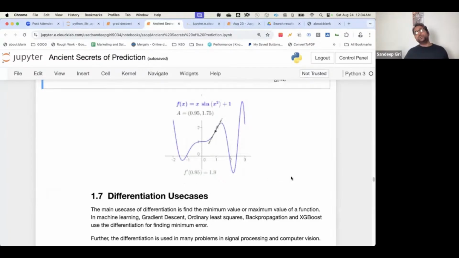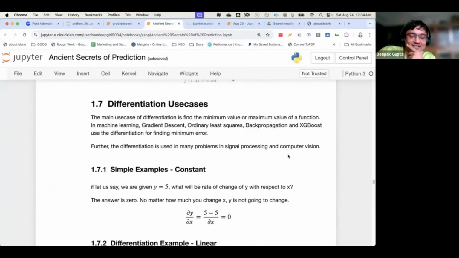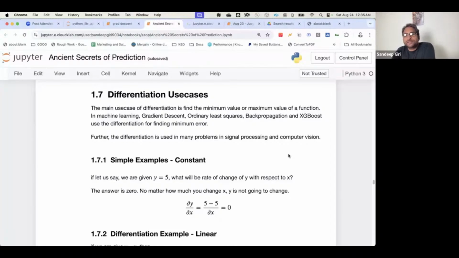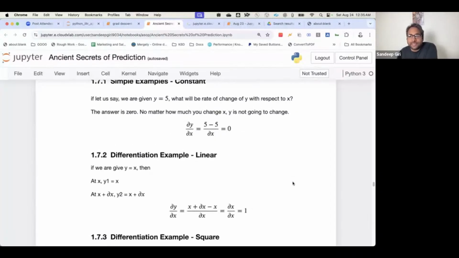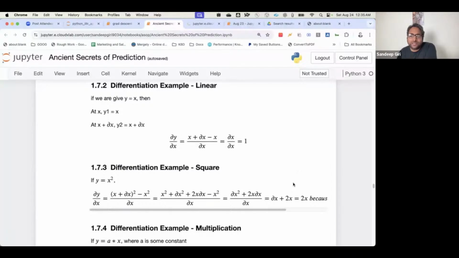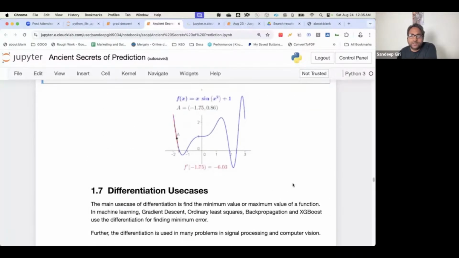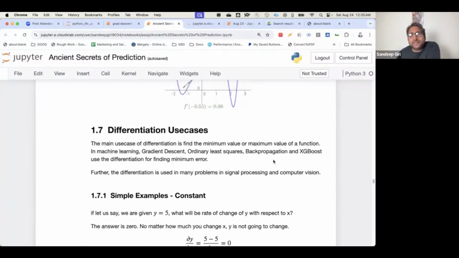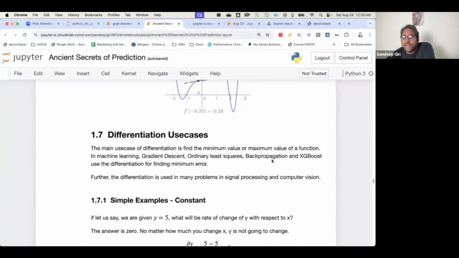Now, where do we use it? Okay. Question is, why do we care about this? Where can we use it? The first example is this, we have already done. Okay, so the purpose of differentiation is basically finding the minimum value of a function. Okay.